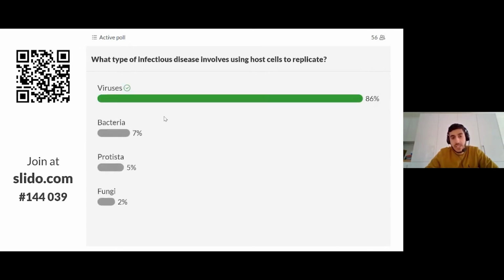So it's viruses. Remember, viruses don't have the ability to replicate themselves. They have to attach to what we call host cells. So when viruses invade a host cell, they take over the machinery of that cell to replicate. So viruses are them, good.